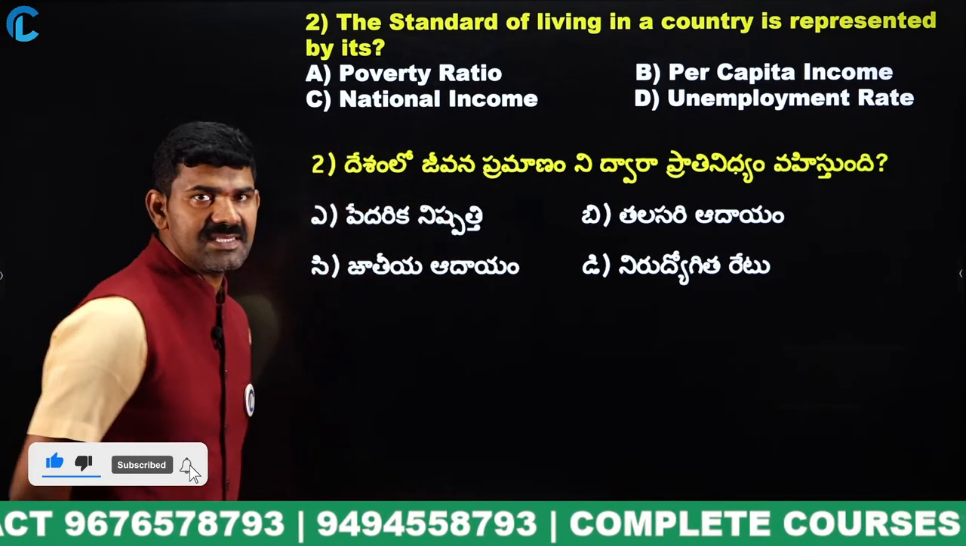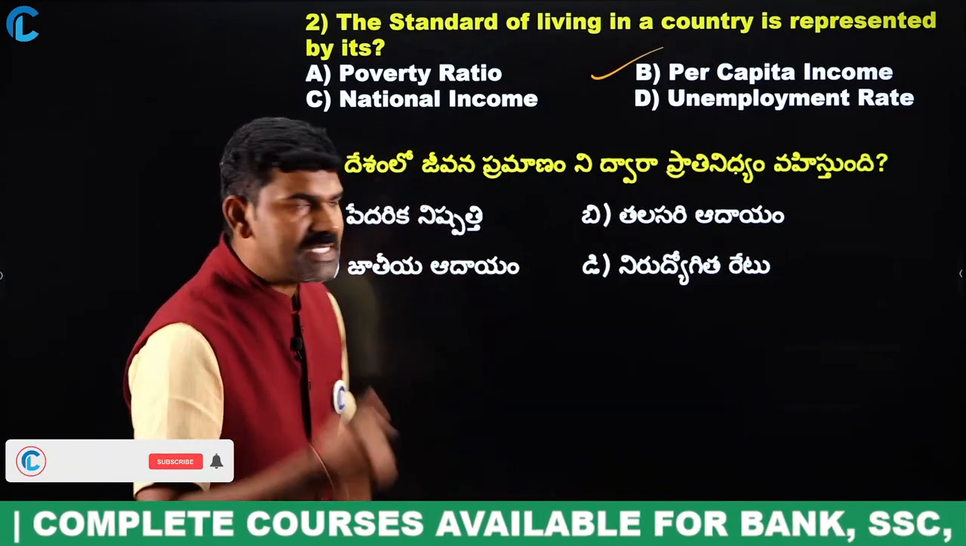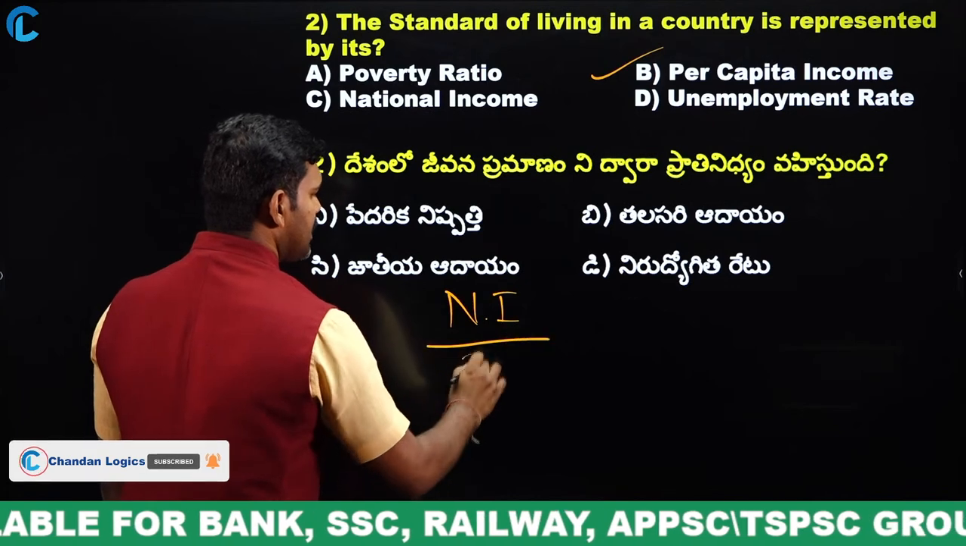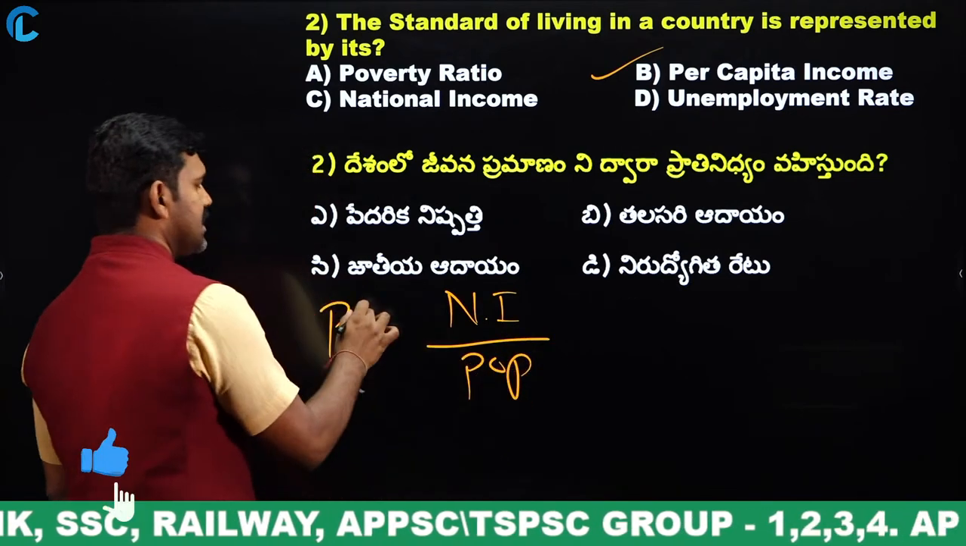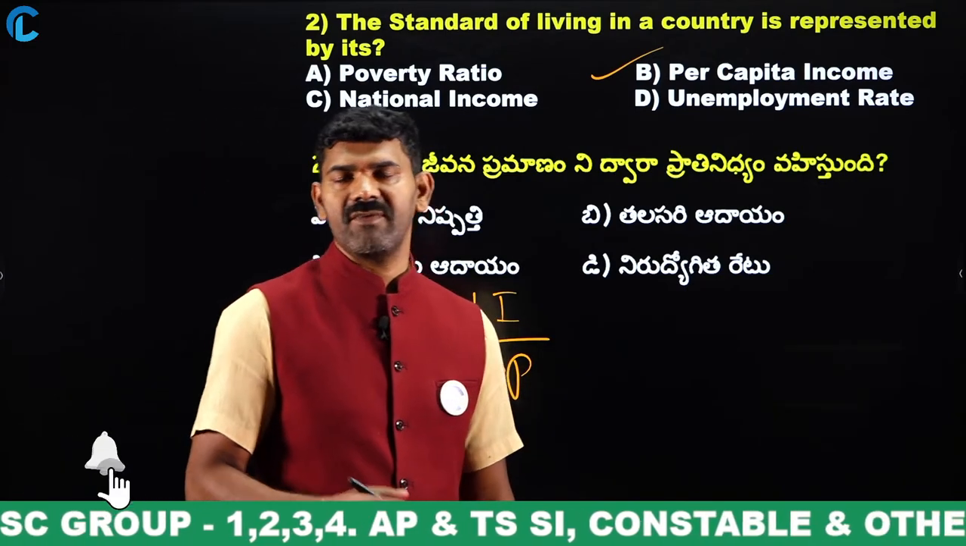Okay, I'm getting answers. Most of you are coming with the right answer. The right answer is nothing but per capita income. What is per capita income? Per capita income is nothing but national income divided by population. Now, why does per capita income represent the standard of living of a country?